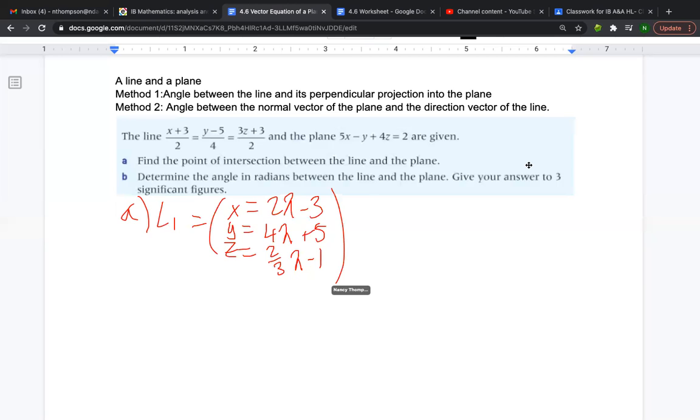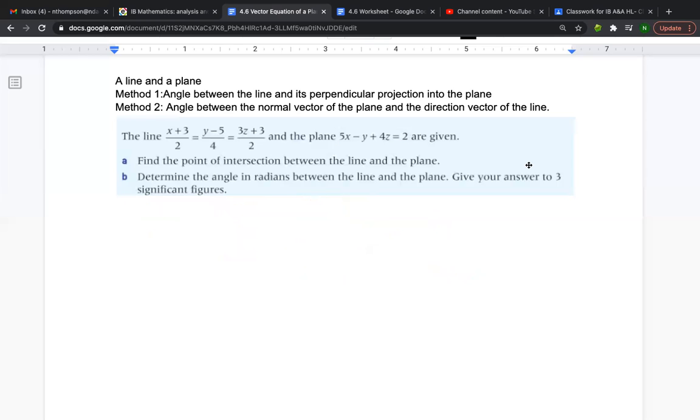From here, we're going to plug it into the plane equation. I'm not going to do that for you other than telling you the answer. So you're just going to plug in the x, y, and z here and solve, and you should get that lambda is equal to 3, and then you plug that back in, and then you get your point. And so the point of intersection is 3, 17, 1. Okay. All right, now here is where there's the split.